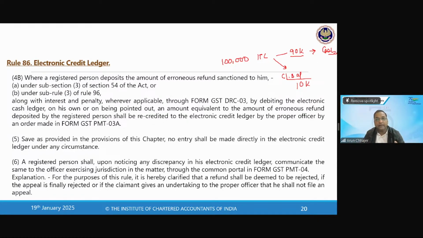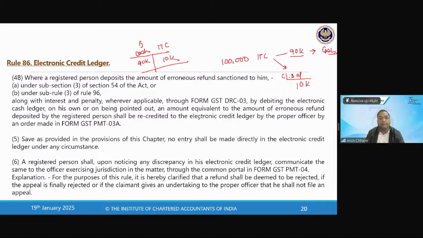That is perfectly okay. It means what should be the ideal situation? Your cash or bank should have 90,000 and your ITC should have 10,000. Correct ना? यही तो actual.